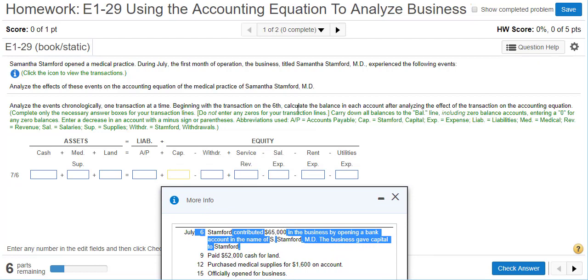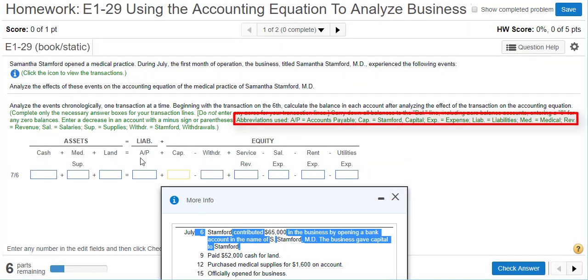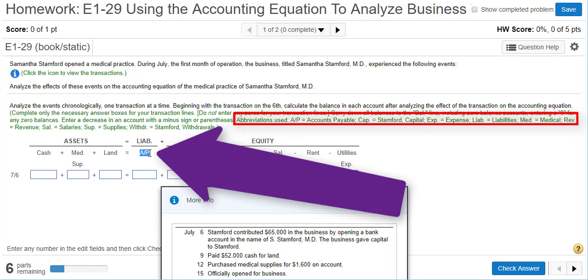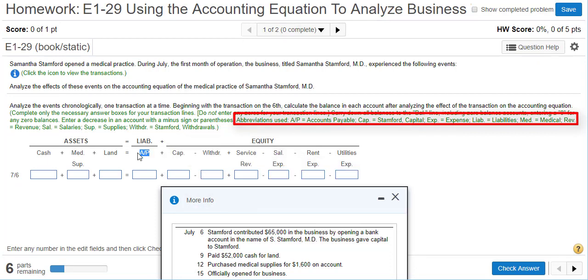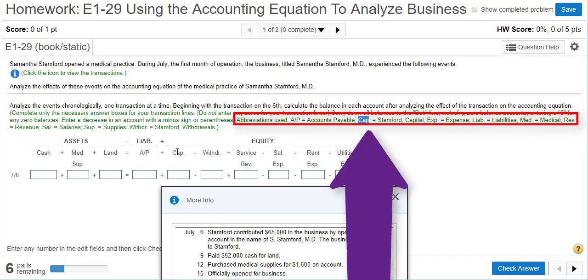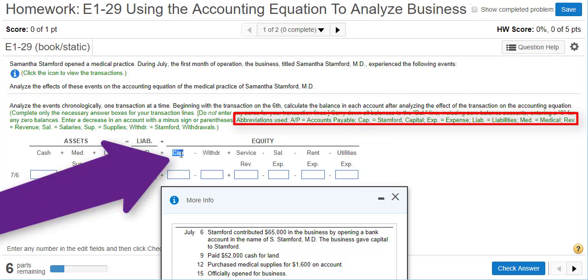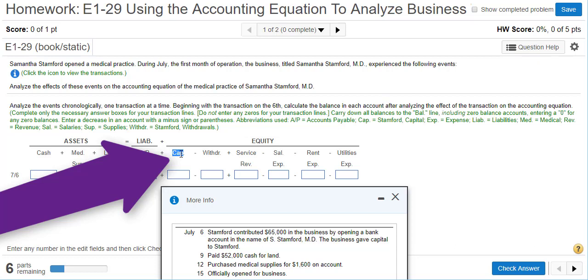If you read through here, I would just give you some highlights. Abbreviations used: AP. This AP here stands for accounts payable. Remember, that's a type of liability. Accounts payable are amounts due usually within the next 30 days. CAP stands for capital. Capital is in a sole proprietor. Remember, a sole proprietorship is where there's only one owner, like this business here. So Samantha is the sole proprietor. In a sole proprietor, the main equity account is called capital.